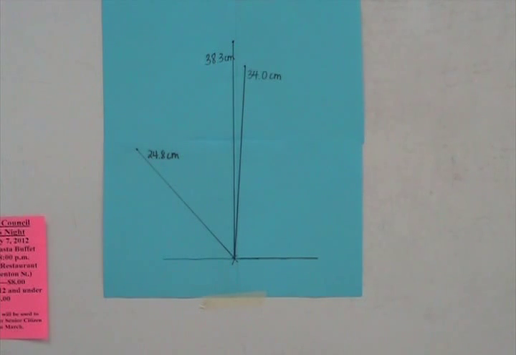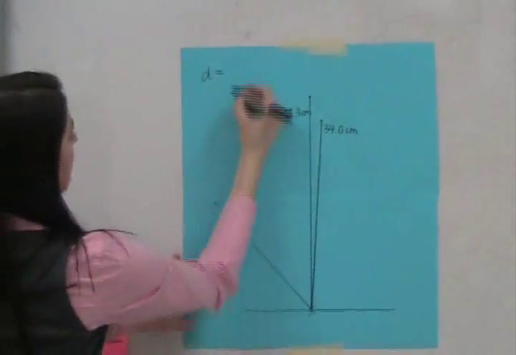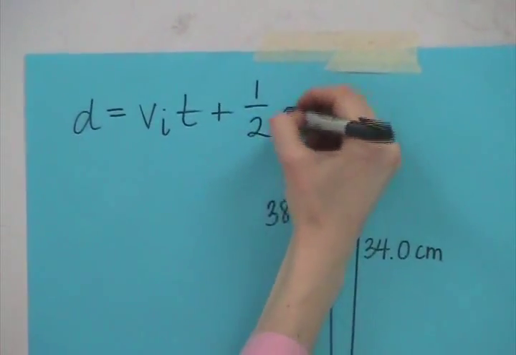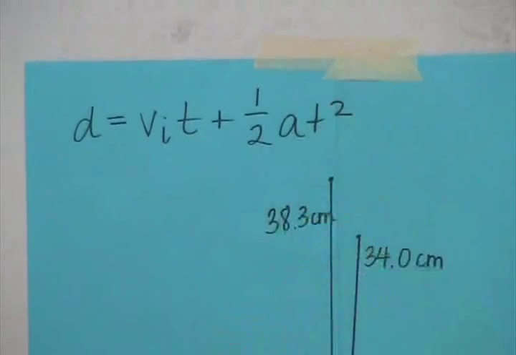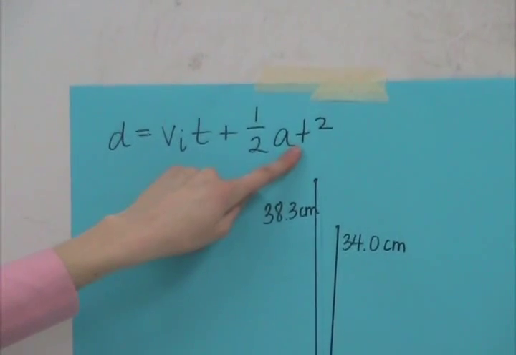Now what we need to figure out is the time that it took the ball to land on the floor. And for that, we'll use one of the equations that we've learned, which is d equals v_i t plus 1/2 a t squared. This is what we'll use to figure out the time that it took the ball to land.